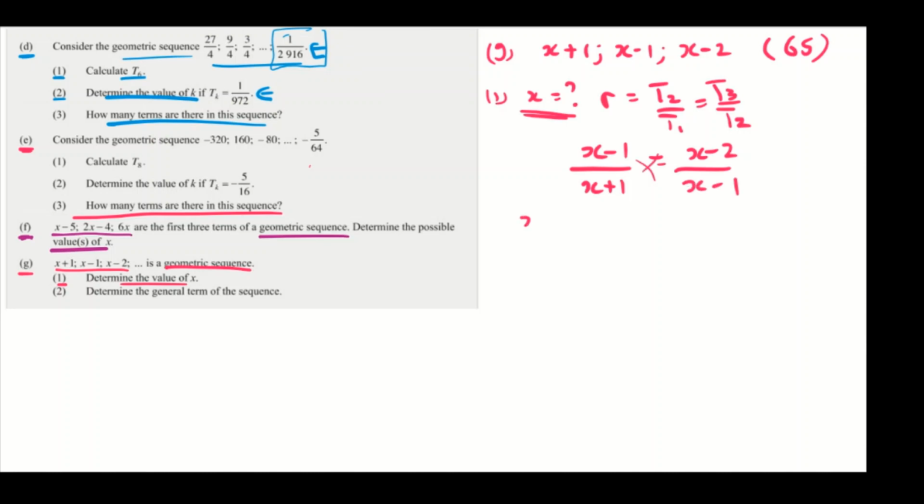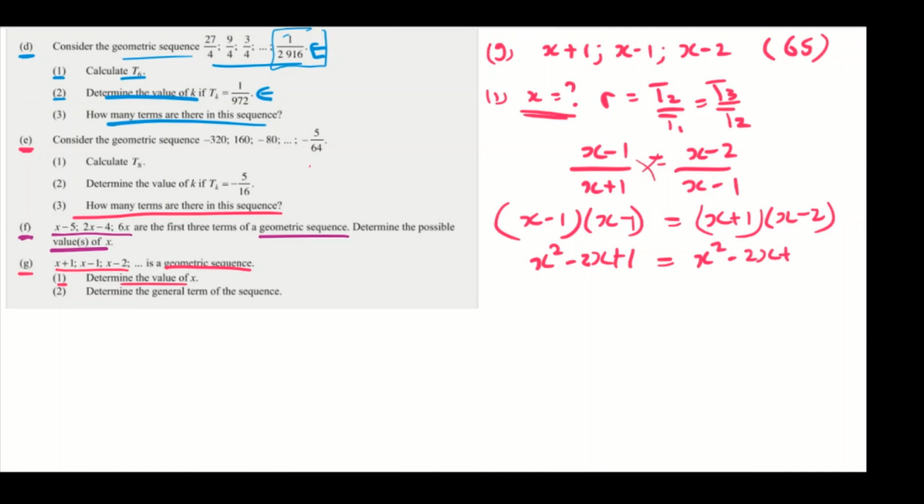And you do your cross multiplication, so it's x minus 1 multiplied by x minus 1, right, equals to x plus 1 multiplied by x minus 2. And then here you're going to have x squared minus 2x plus 1 equals to x squared minus 2x plus x minus 2. This x squared is going to go away. We have minus 2x plus 1 equals minus x minus 2. So you add these like terms, going to have minus x plus minus 2. So this is minus 2 by the way. And then we transpose this x to the other side.